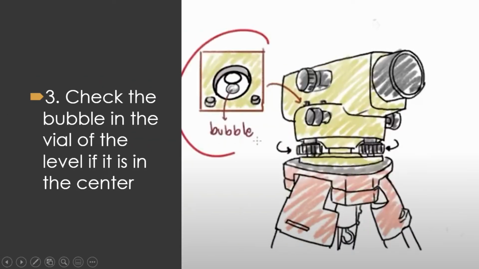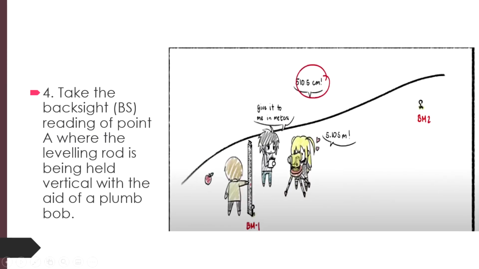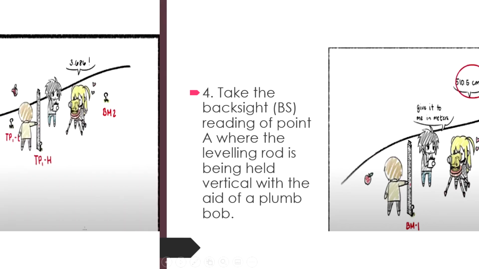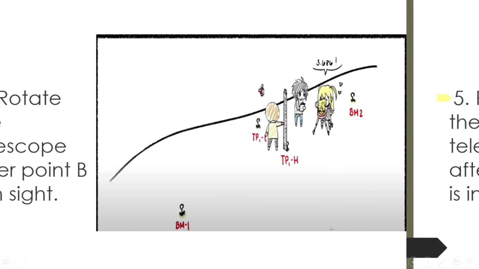Number 3. Check the bubble in the vial of the level if it is in the center. If not, adjust the screws by rotating clockwise or counterclockwise. Number 4. Take the backsight reading of point A where the leveling rod is being held vertical with the aid of a plumb bob. The reading must be done up to the accuracy of a millimeter or thousandth of a meter. Number 5. Rotate the telescope after point B is in sight.